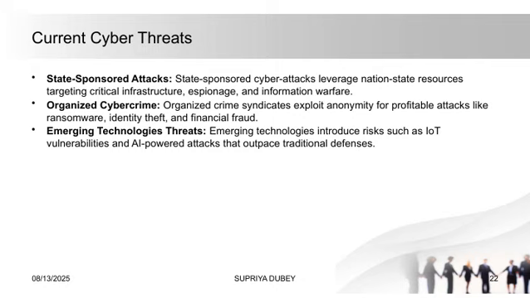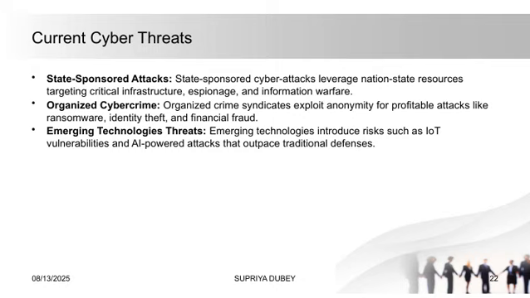Next, there's organized cybercrime. These groups exploit the anonymity of the internet to carry out profitable attacks like ransomware, which locks up data until a ransom is paid, or identity theft and financial fraud. These crimes are highly coordinated and financially motivated, often involving large networks of criminals.